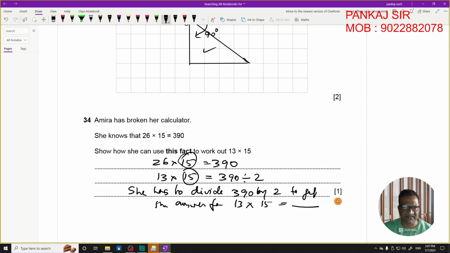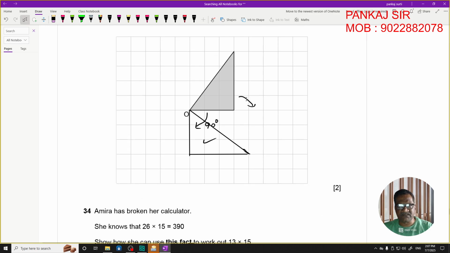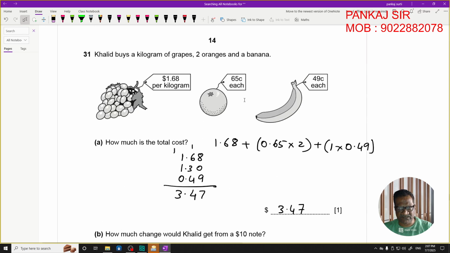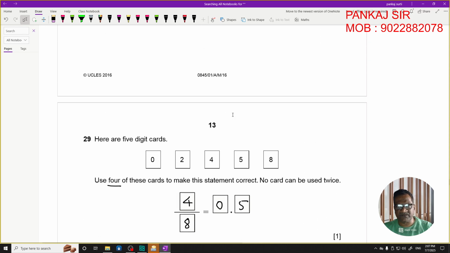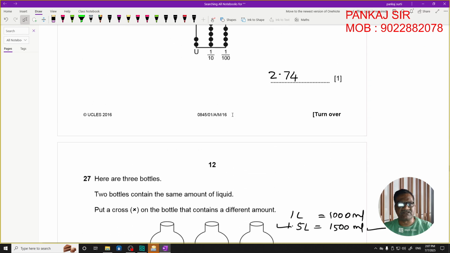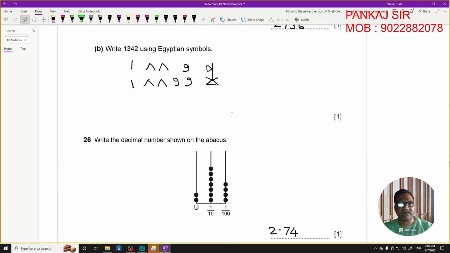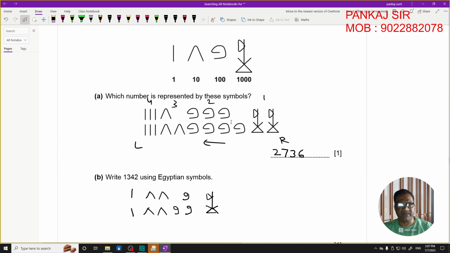Now we are not interested in the answer, but what she has to do is what I have told you. So that's all for this today's session. We have completed the remaining part of the question paper, and in this way we have now completed this April 2016 paper of checkpoint for the primary section.